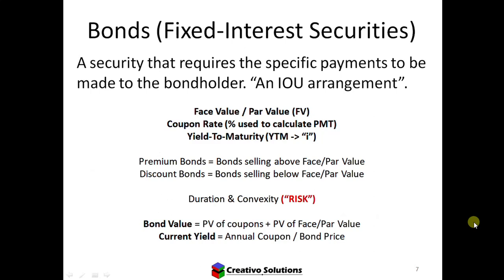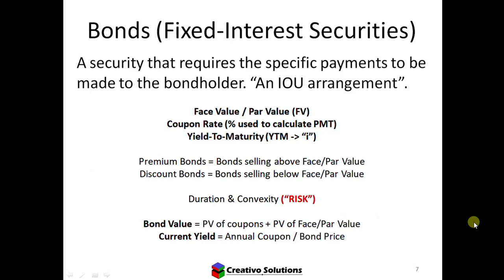Then just remember that you do get premium bonds and discount bonds. We will discuss this in more detail in a later slide. A premium bond is a bond that's selling above face or par value. And then you've got a discount bond, which represents a bond that's selling below its face or par value. Then there are some measures that we'll be calculating a bit later: duration and convexity. Those two measures establish the measure of risk for a particular bond. How risky is that bond? And in order to determine the riskiness of that bond, we need to look at the duration and the convexity.